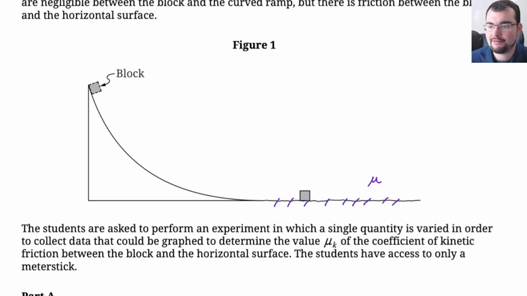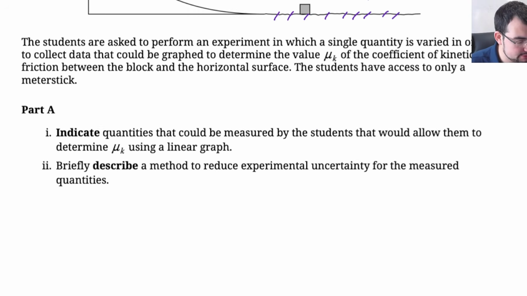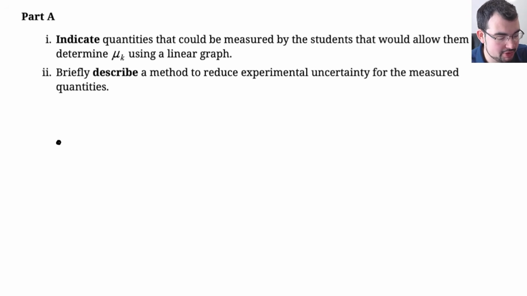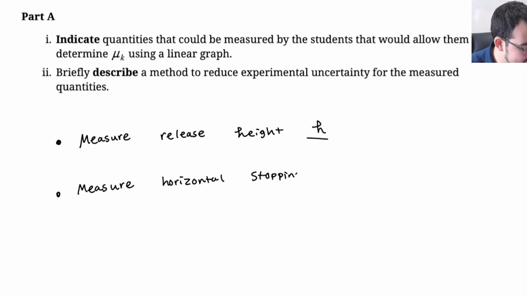And we can't graph one thing, so we have to measure two distances. So here's how much you overwrote. This gets you both 8 points. We're going to measure the release height h. We're going to measure, we'll call it the horizontal stopping distance. The horizontal stopping distance, x.